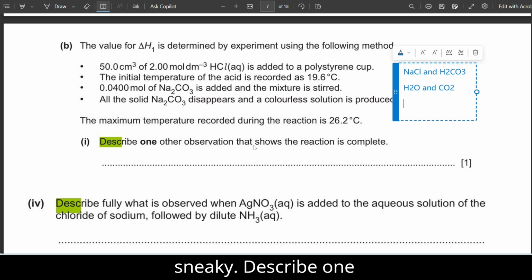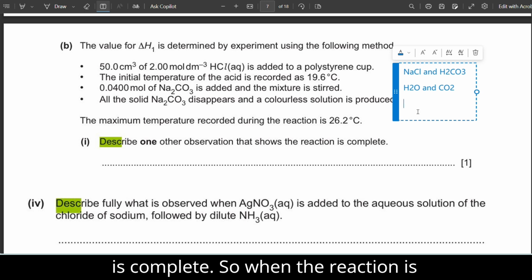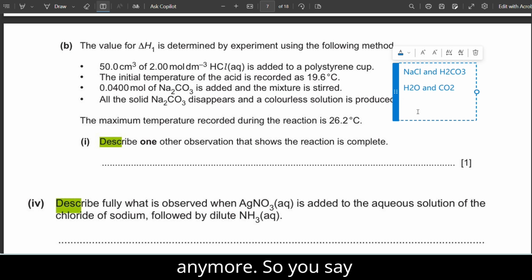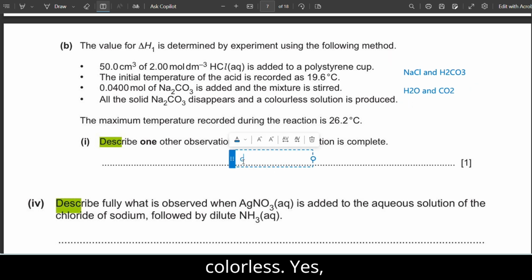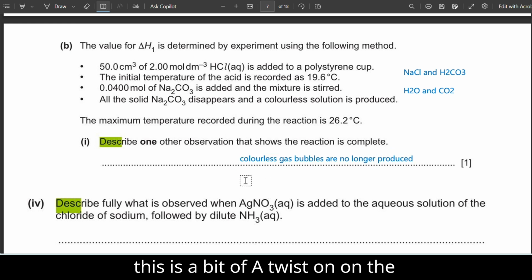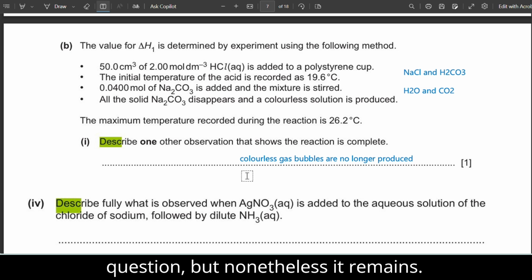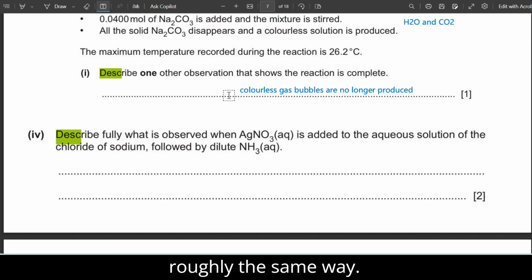But this question is a bit sneaky. Describe one observation that shows that the reaction is complete. When a reaction is complete, there won't be any bubbling anymore. So you state the color, and the answer would actually be colorless gas bubbles are no longer produced. Simple. So this is a bit of a twist on the question, but nonetheless you answer it roughly the same way.